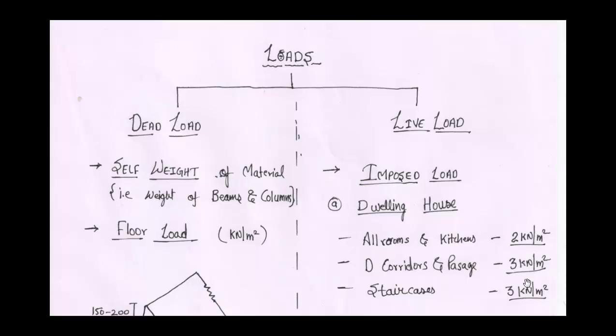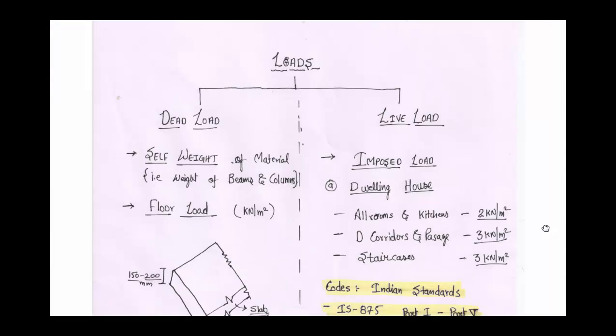Loads can be broadly classified into dead load and live load. In dead load, the self weight of material, that is the weight of beam and column, is generally 24 kN per meter cube for plain concrete and 25 kN per meter cube for RCC, which is given in IS 456 code and IS 875 code also.